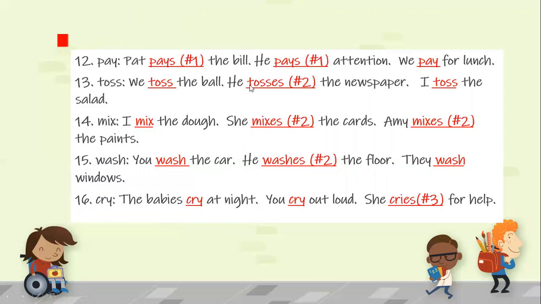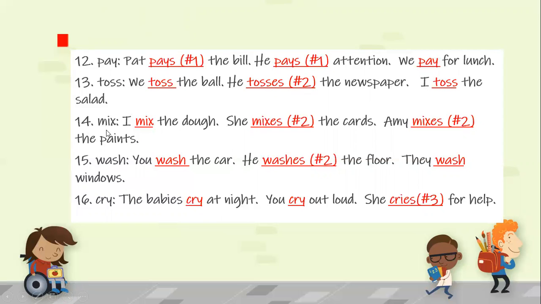Let's go to the next one. He tosses. Now here it has to change because the subject is singular. So we have to add that ES. And we know that we're following rule number 2. And I toss the salad. Let's not forget, and this was a tricky one, that I is an exception. Just like you is also an exception. So I and you are exceptions. So the verb stays the same. This is how you should have it, okay?